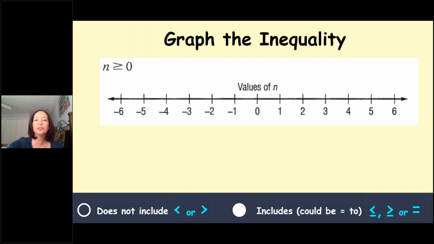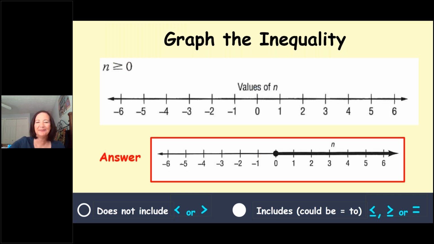Alicia, before you tell me about the arrow, I want you to do me a favor. Read this out loud, because if you say it out loud, I think it's going to help you with the arrow. So what does it say? n is greater than or equal to 0. So which way does the arrow go? So the arrow will be going to the right. Perfect. Nice.